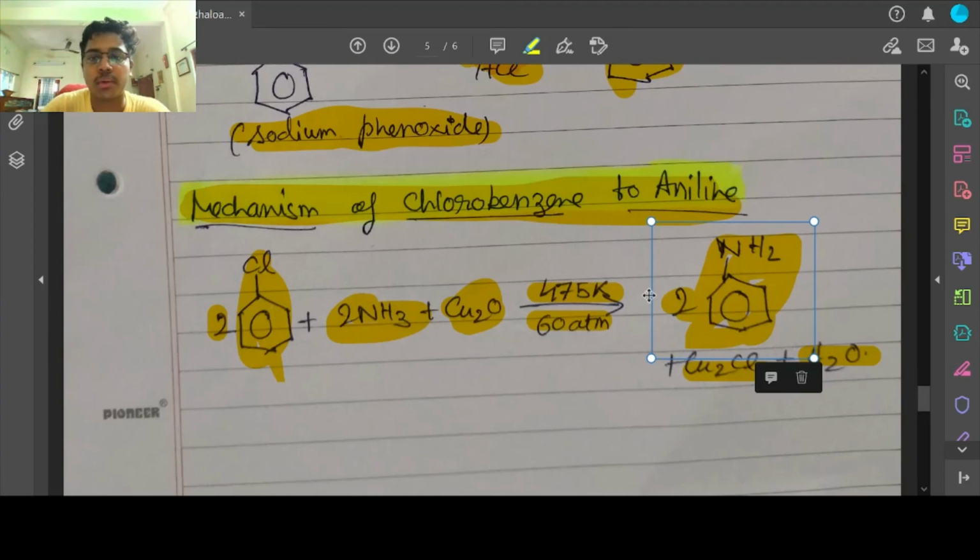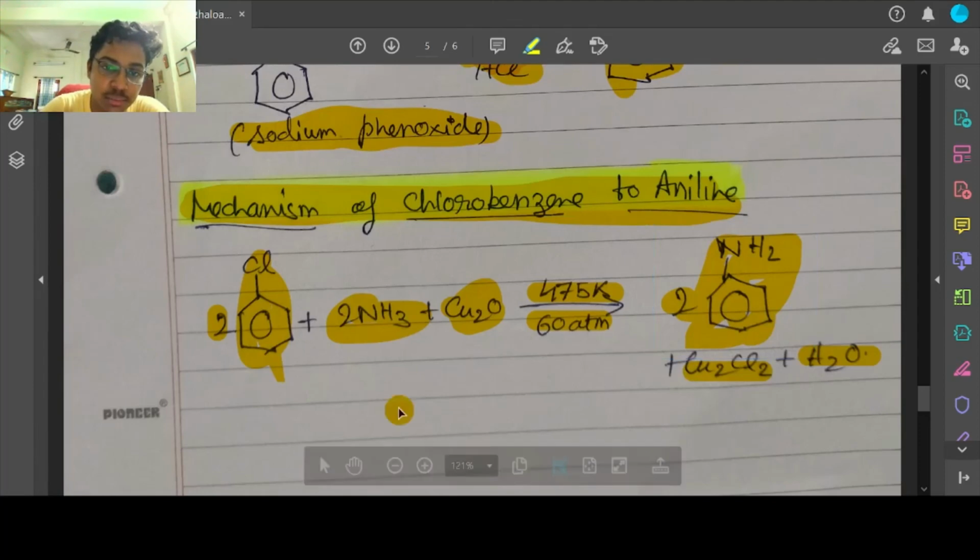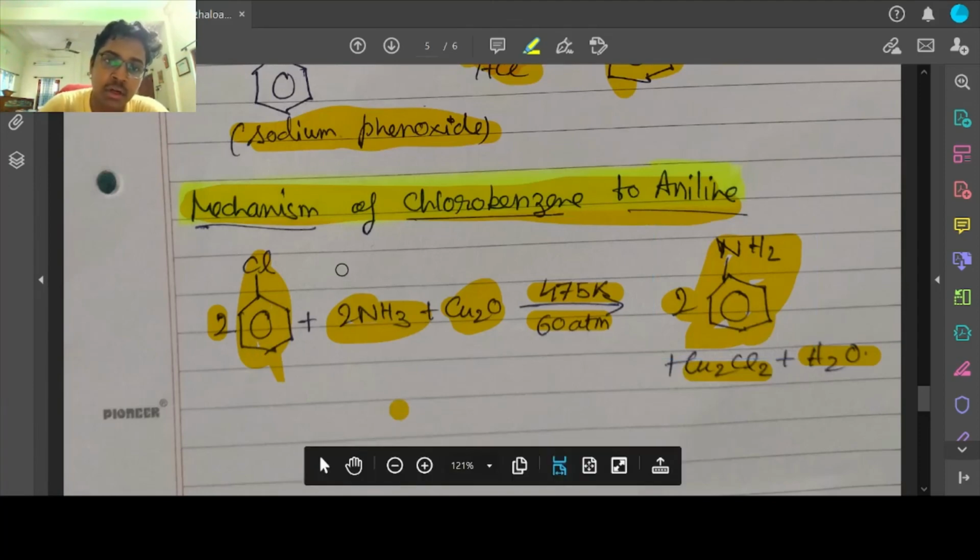So chlorobenzene to aniline, okay. If you have to convert chlorobenzene to aniline in a one step reaction, then you must use this process only and nothing else. You will not be rewarded any marks for any process other than this, okay.